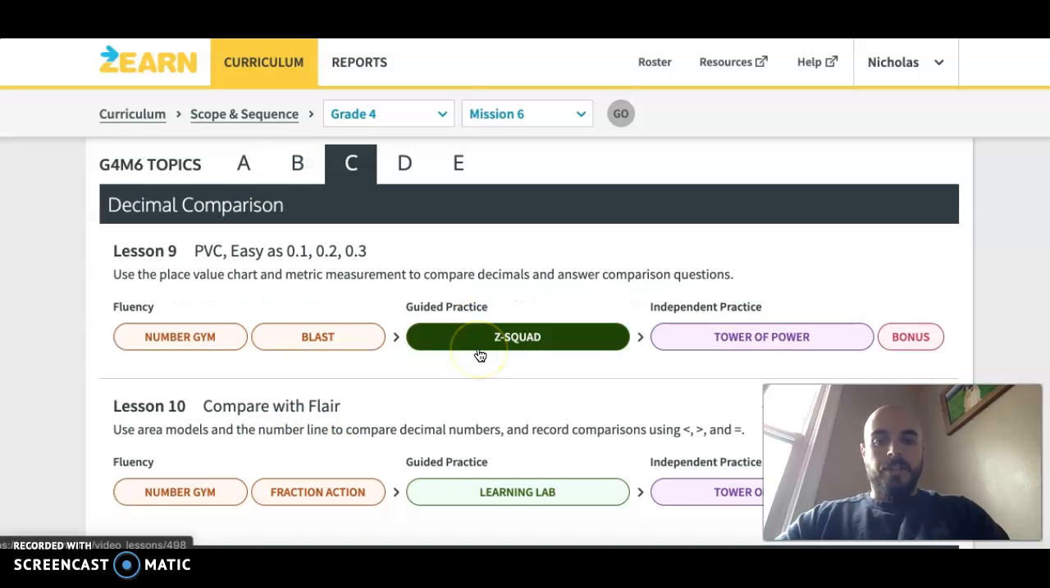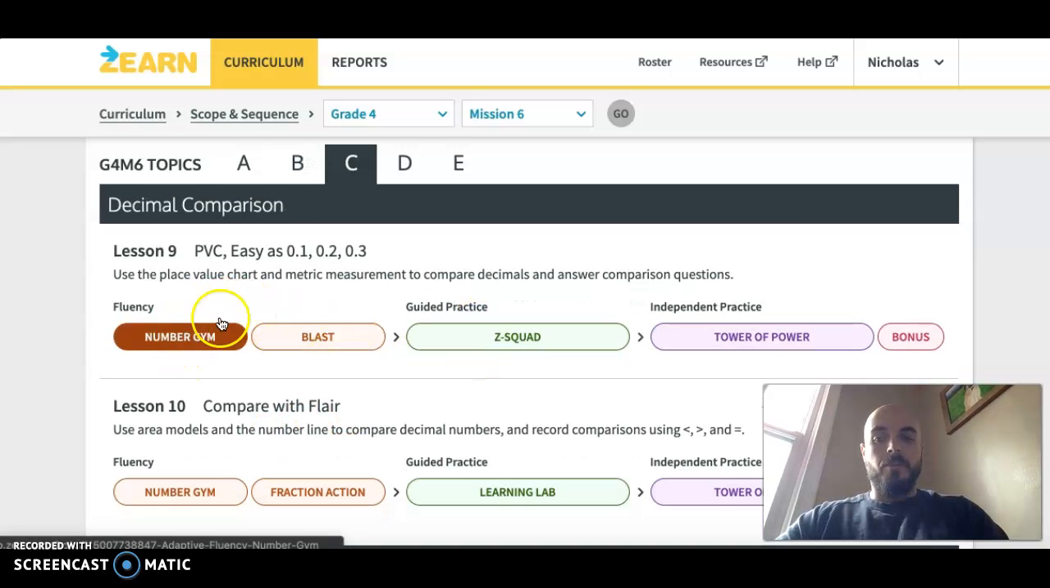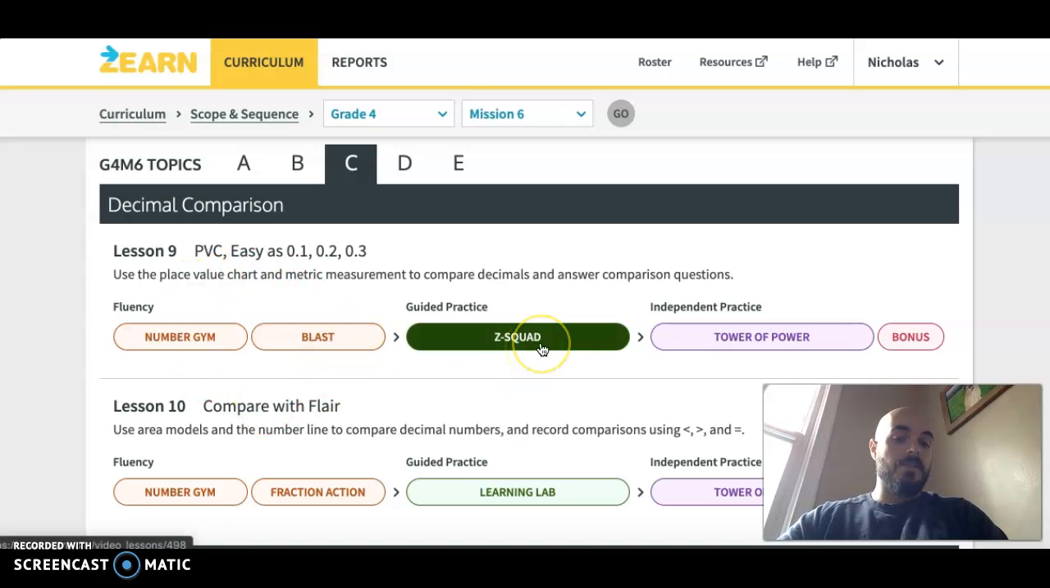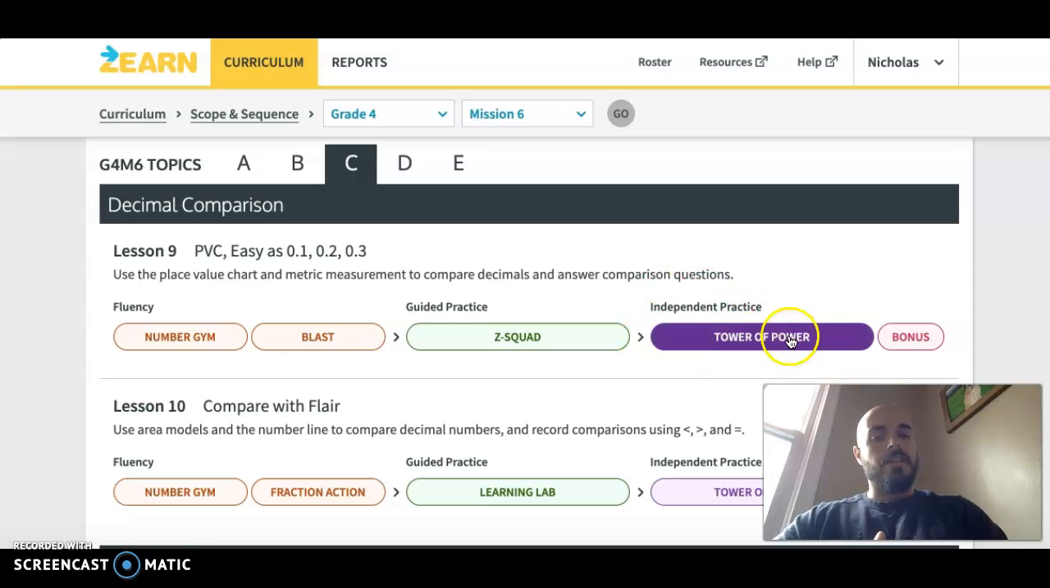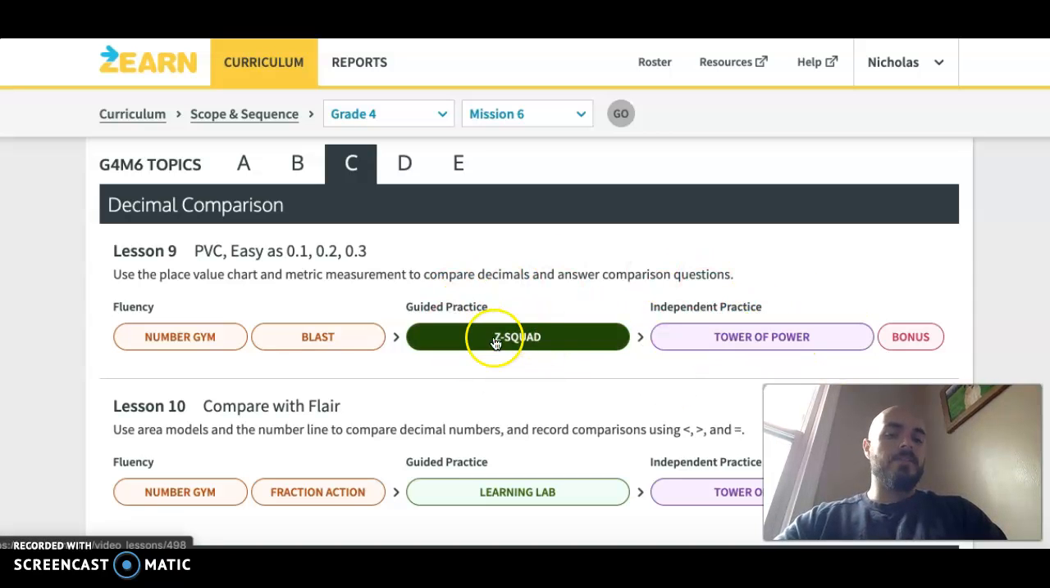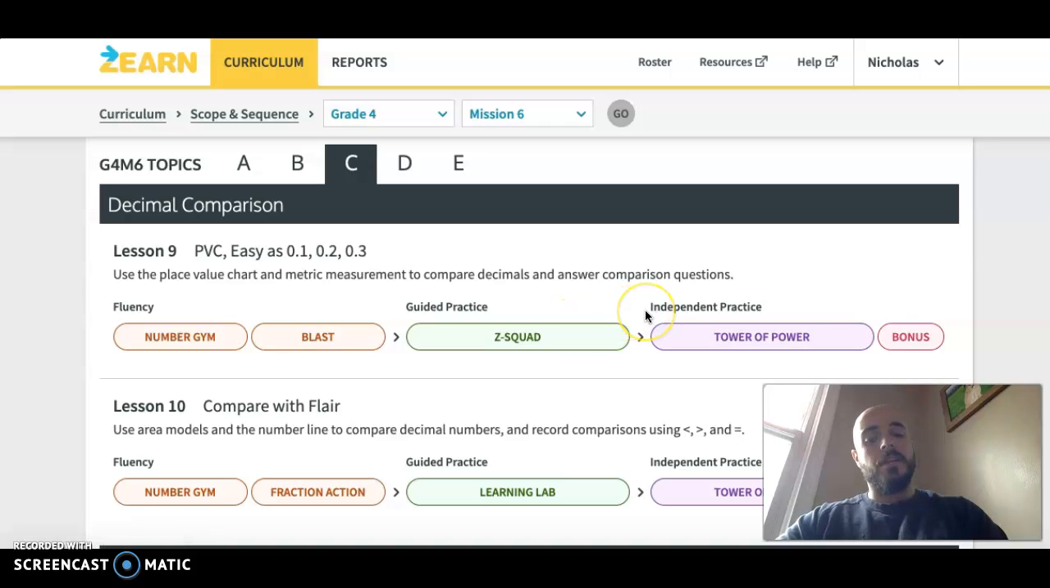You can see here in Zearn Lesson 9, as usual, we have our fluency, our number gym, and our blast. And then we have our guided practice. Today's a Z squad, which is a very interesting one. And then, of course, our tower of power, which is going to be testing you on everything you need to know. As usual, if you get stuck on the tower of power, go back to your guided practice, or go back to the instructions or the examples I give in this video.